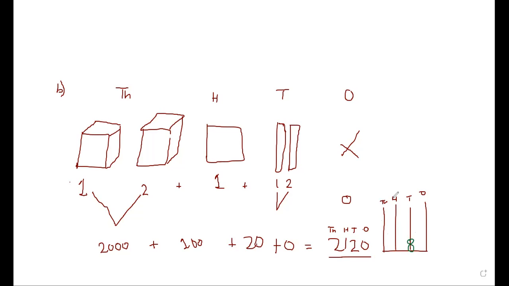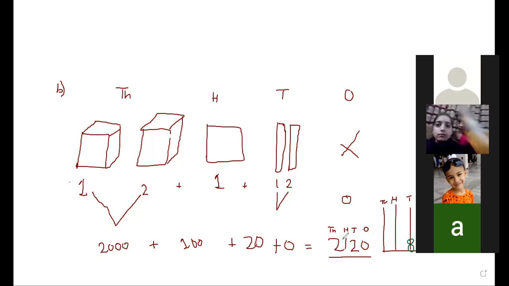Now the turn of hundreds. How many hundreds do I have in this value? 1. So I'm going to draw only 1 bead. Now the turn of 1000. How many thousands do I have in this number? 2. So I'm going to draw 2 beads in this line. So you have to do page number 7. You have to do this one page.